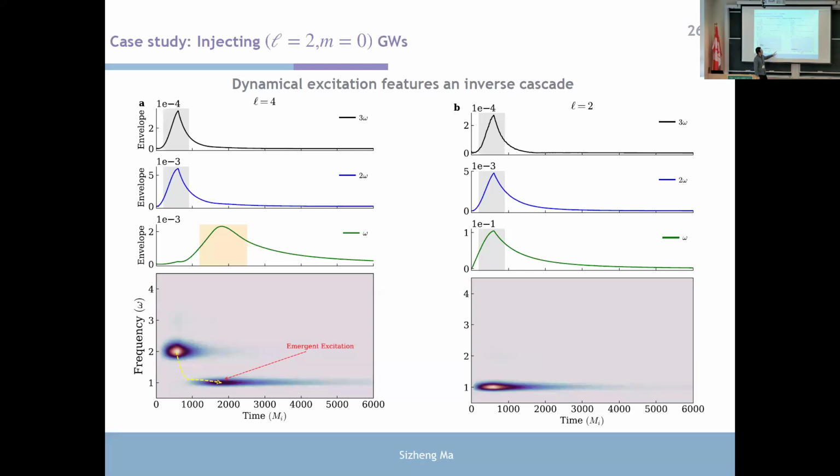And finally, in the 2-0 harmonic, we have this first order response at omega. But in this case, there are no available lower frequency slots for the energy to cascade. So this component just stays here and gradually decays away.